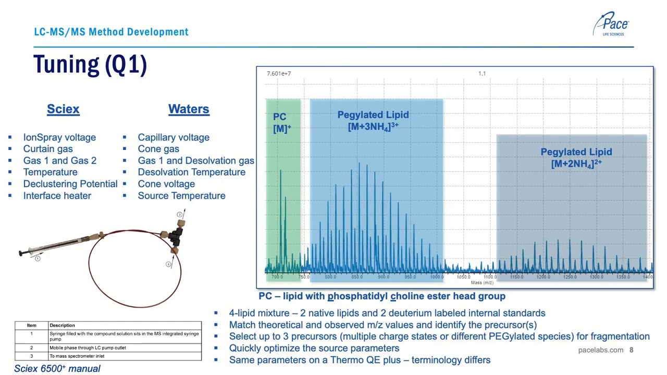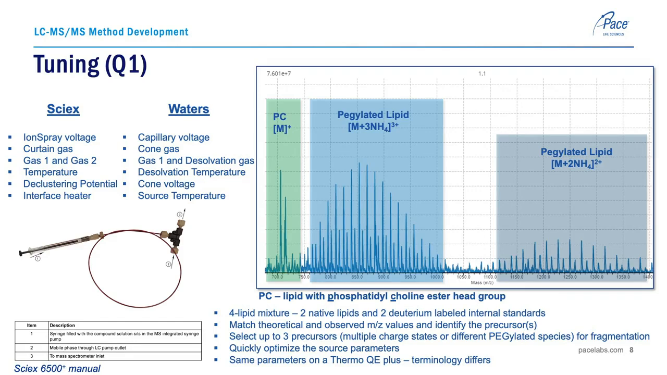Too high of a voltage might produce higher noise. The gas pressures, namely the curtain gas located at the curtain plate or cone, heater gas and desolvation gases must be optimized. Too high of a gas pressure might prevent adequate ions from entering into the Q1 or the first quadrupole. Optimize temperature of the desolvation gas and the cone voltage or declustering potential. Too high voltage may generate unfavorable in-source fragments.